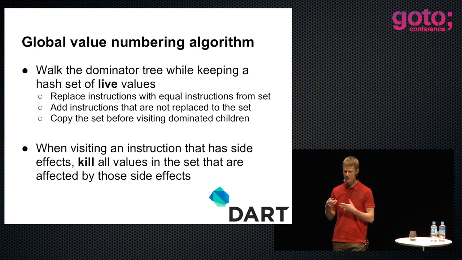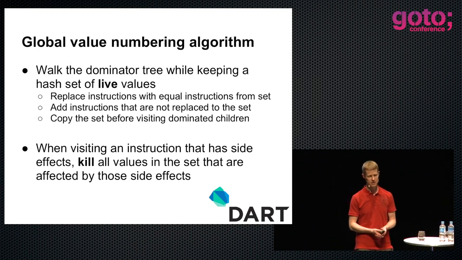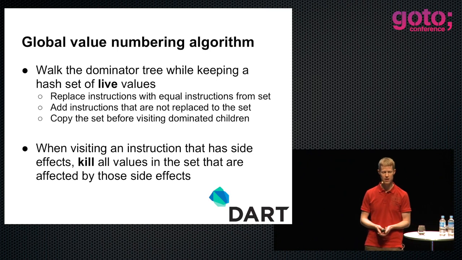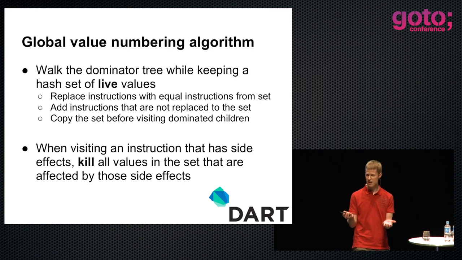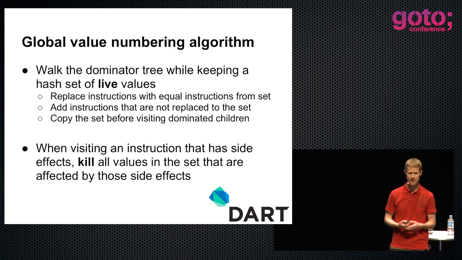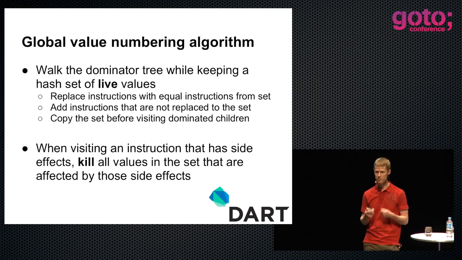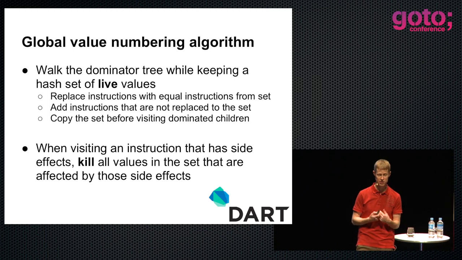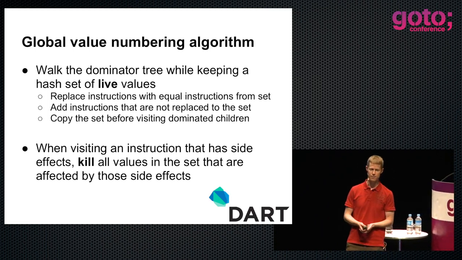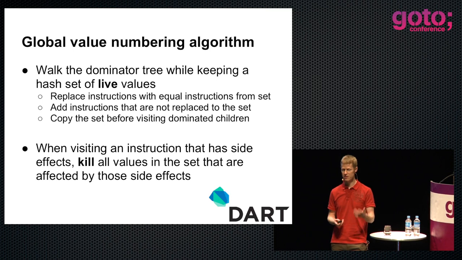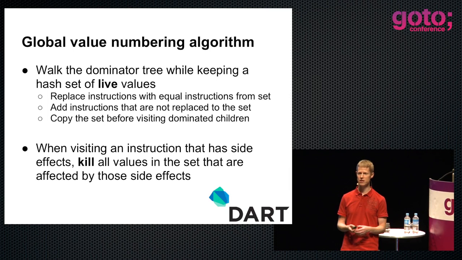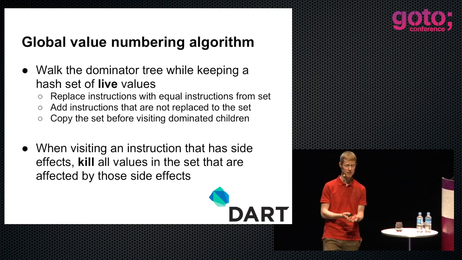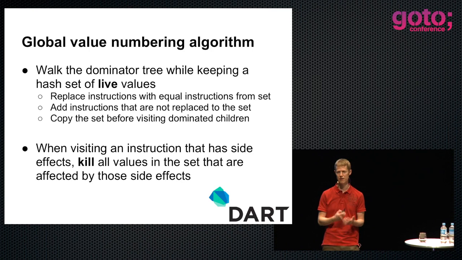So the algorithm used to actually implement this is pretty simple at the high level. You just walk the dominator tree, and you keep a set of live values, values that you've already computed. If you find an instruction and you already have a live value in your set, you just pick that live value and replace the current instruction with it. And of course, you register these instructions in the set as you go. The biggest thing is that you need to make sure that if you see something that has a side effect that could affect something in this set of values, you need to remove that from the set.